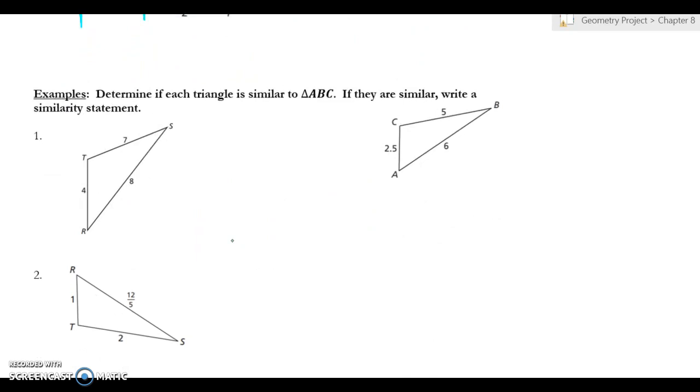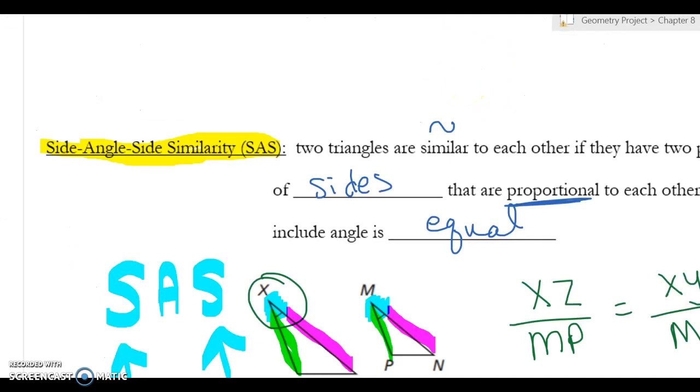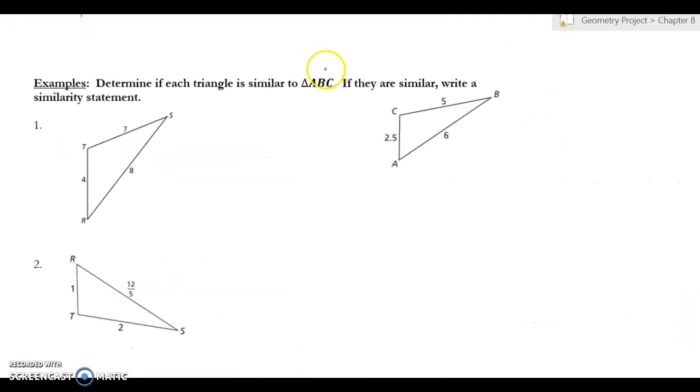So let's look at some examples. Let's see if they are similar or not. Here's the triangle. Ooh, I didn't mean to do that. Whoa, I got zoomed down. Hold on. Okay, so I got the view good. So what we're going to do is see if number one is similar to the triangle on the right, ABC, and if number two is similar to the triangle on the right.